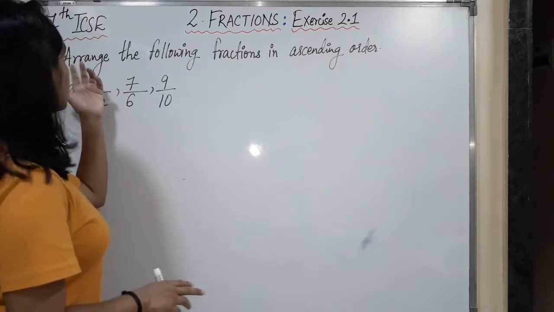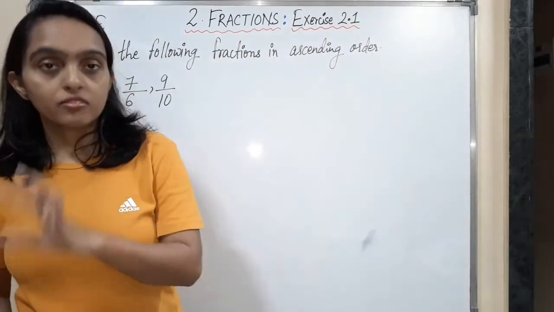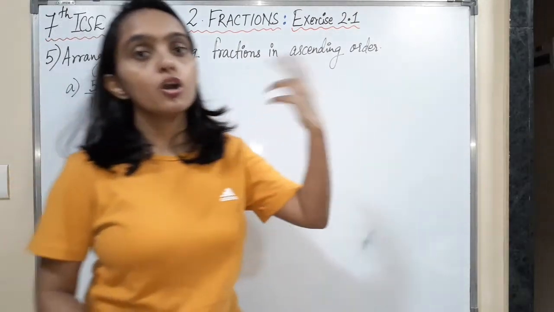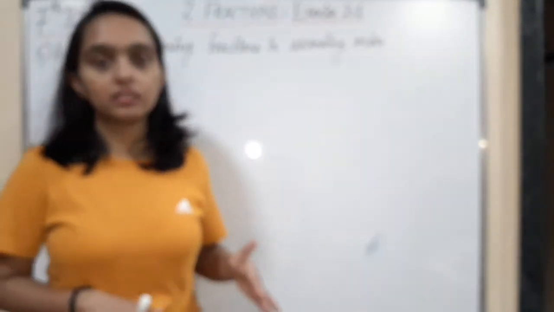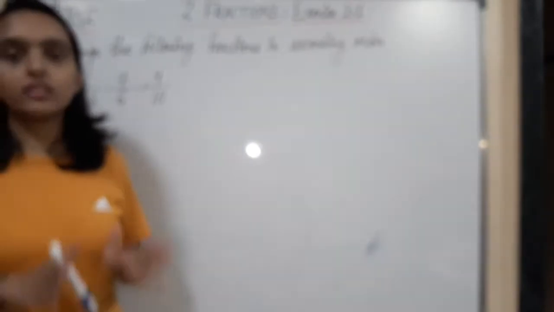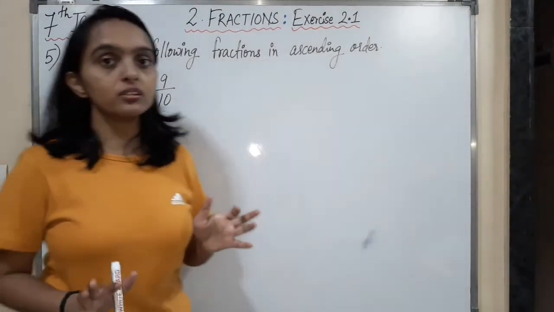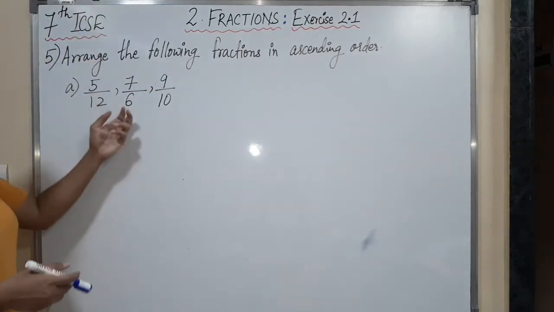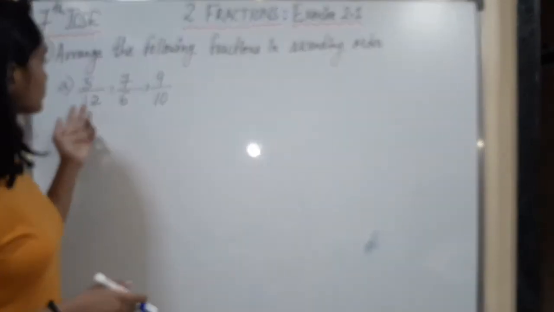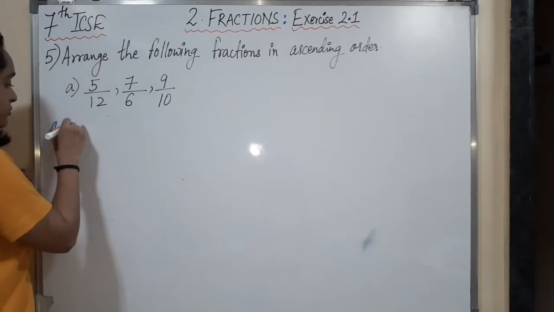The fifth question is arrange the following fractions into ascending order. So what is ascending order? The fractions will be arranged from smaller to greater. Before finding which are the smaller fractions and which are greater, we have to check whether the given fractions are like or unlike. Here the denominators are 12, 6 and 10, so clearly they are unlike fractions. The first rule is to convert them into like fractions. The LCM of 12, 6 and 10 will be 60.